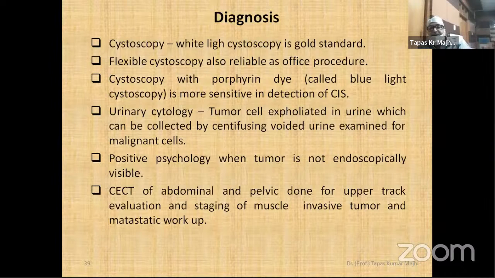CT of the abdomen and pelvis is for upper tract evaluation, staging of the muscle invasive tumor, and metastatic workup. It has been found that patients with transitional cell carcinoma of the bladder have a risk of developing transitional cell carcinoma of the upper tract, that is ureter and renal pelvis, in 2 to 4% of patients. Patients under treatment for bladder tumor need periodic imaging to detect development of TCC of the upper tract at the earliest time.